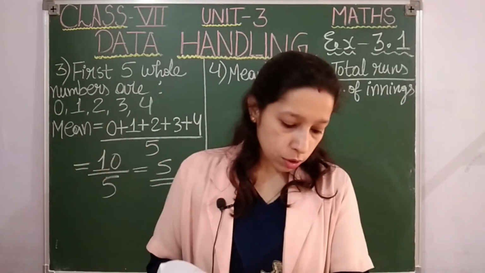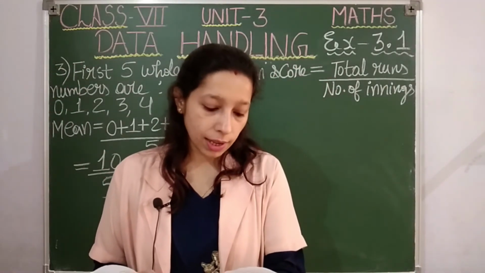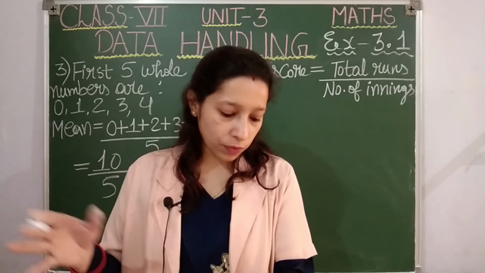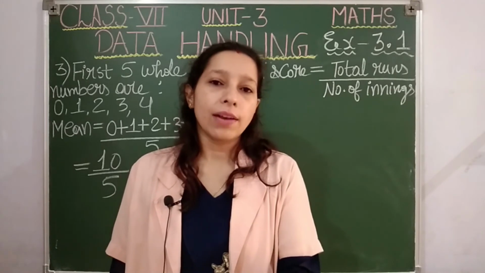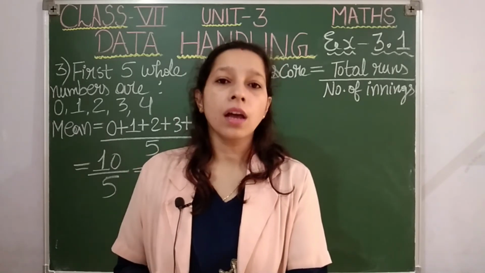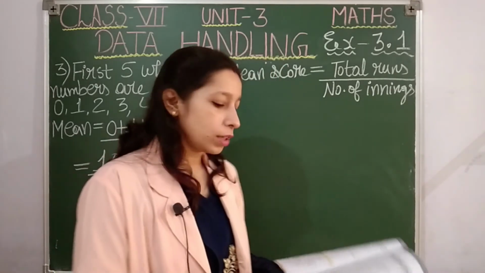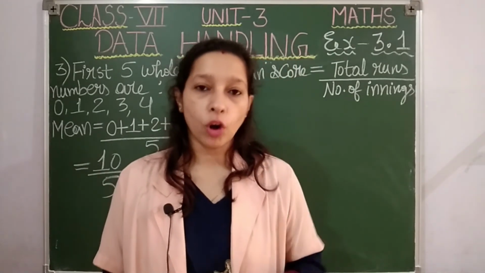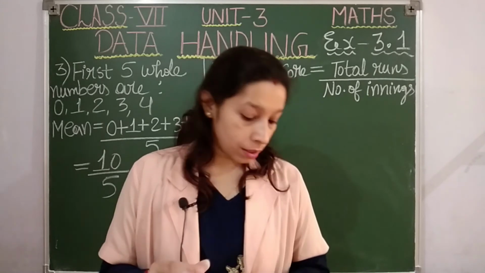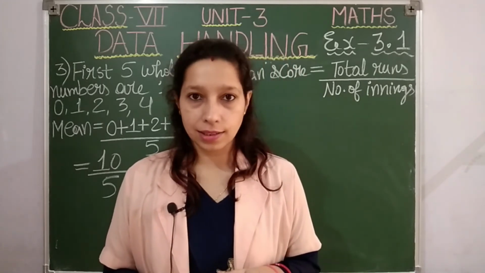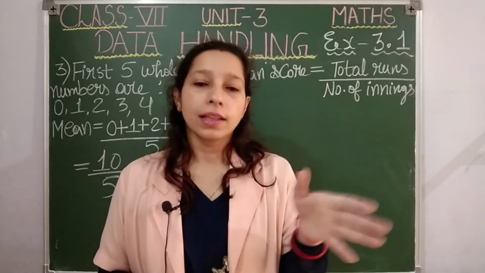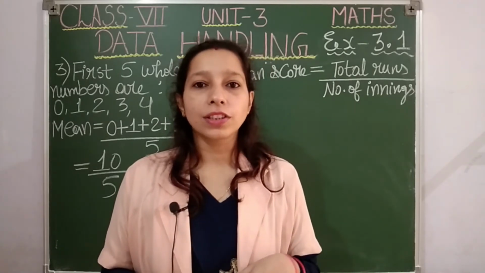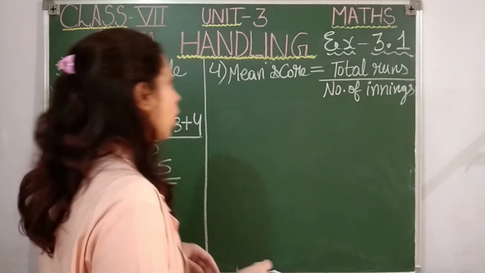A cricketer scores the following runs in 8 innings. So, in 8 innings, the cricketer has scored the following runs, 58, 76, like that. Then what you have to do here? You have to find the mean score. Again, students, you have to find the mean here. Means sum of all observations. What is the observation given? Runs scored by the cricketer is given. So, here the observation is the runs scored by the cricketer. And number of observations will be 8 innings. Let us see how to solve this question.